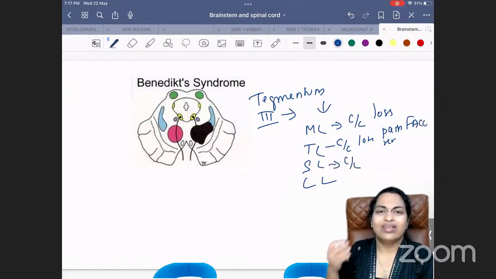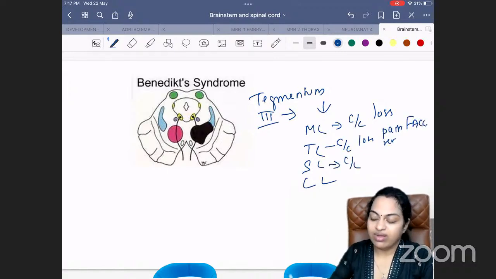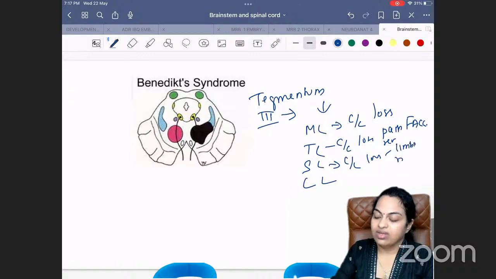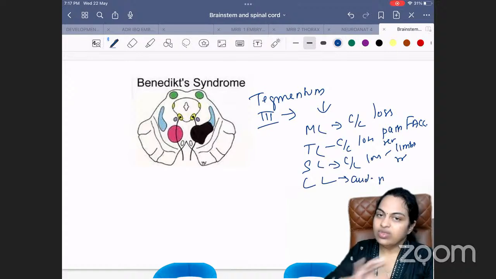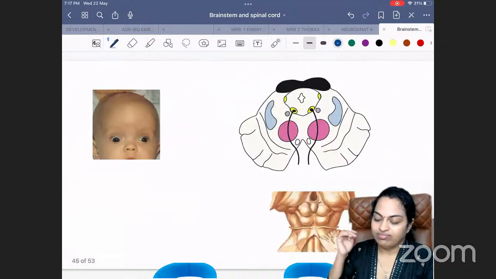Spinal lemniscus again, anterior and lateral spinothalamic tract. So contralateral loss of pain, temperature, touch and pressure from the limbs and trunk. Lateral lemniscus is part of your auditory pathway, isn't it? So these are the features of Benedict syndrome.